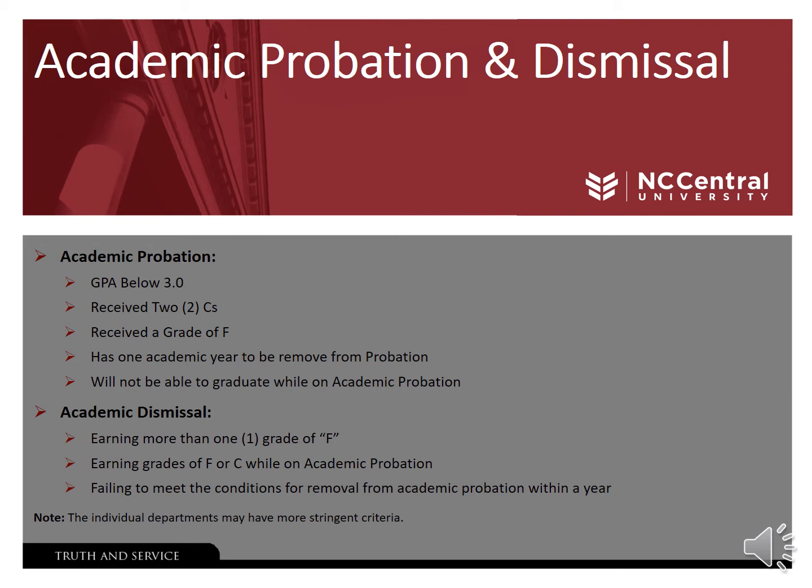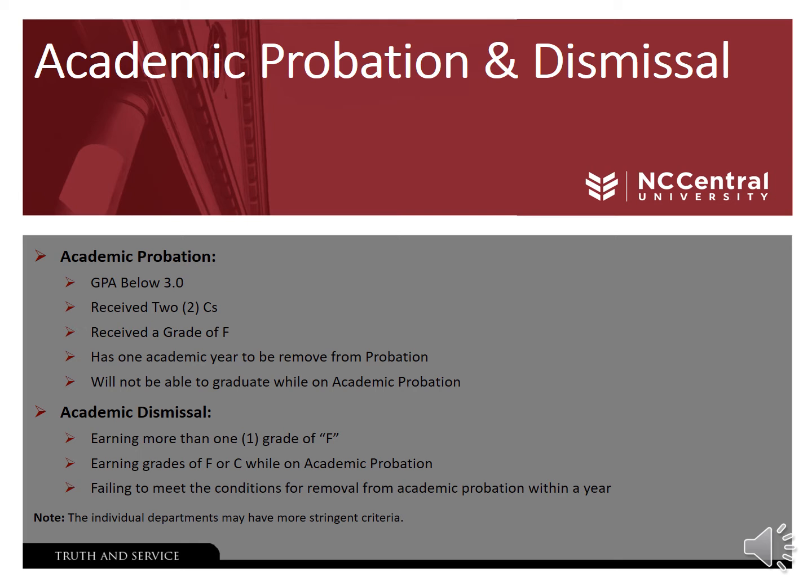Academic probation and dismissal. Graduate students are required to maintain a record of academic success in their graduate programs. Failure to maintain that academic success can lead to placement on academic probation and dismissal. The circumstances that can lead to placement on academic probation are: 1, when the overall GPA falls below 3.0, the graduate student is placed on academic probation.